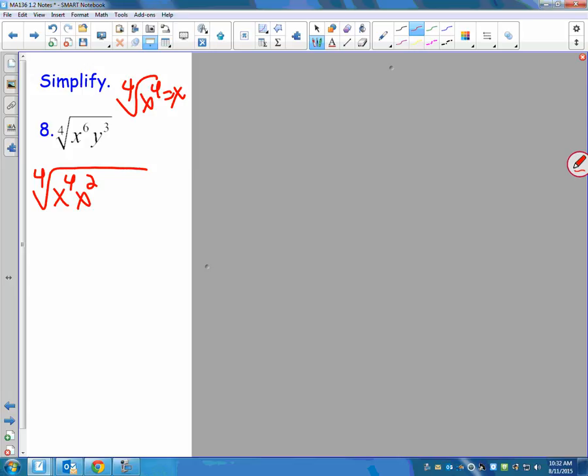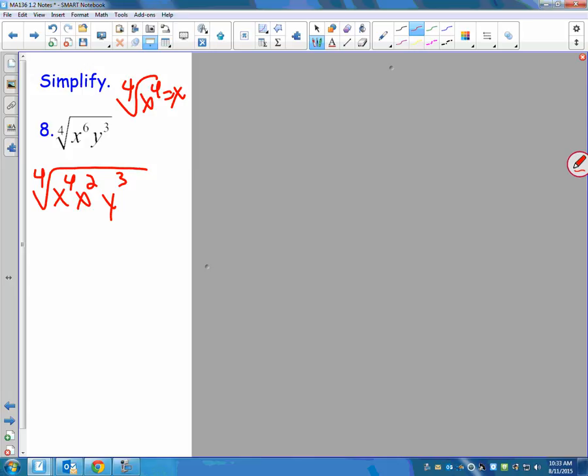Just like when we do the square root of 20, you can break that up as 4 times 5, and then you can take the square root of 4 and you have the 5 left over. You can do the same thing with letters. What about y to the 3rd? Can I take any y to the 4th out of y to the 3rd? No, there's not even any. So I'm just going to leave that as y to the 3rd.